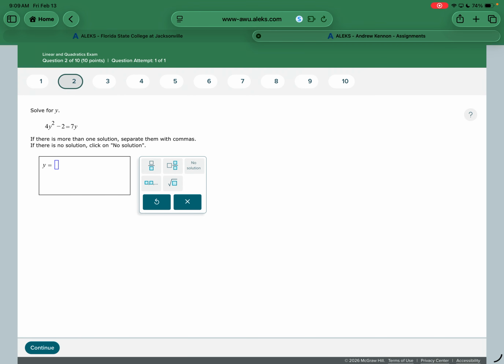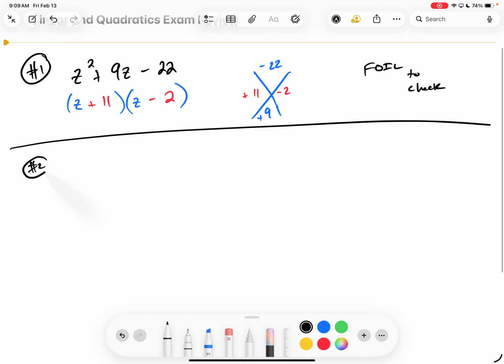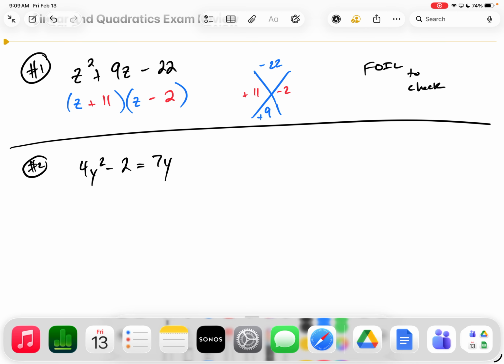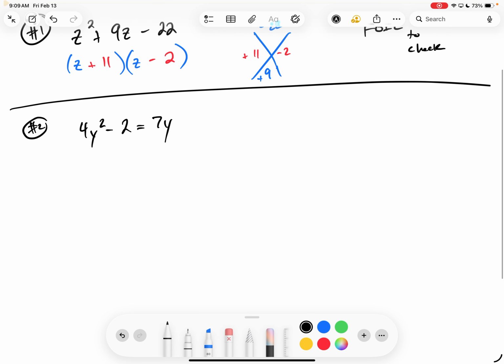All right, 4y squared minus 2 equals 7y. Double check this time. 4y squared minus 2 equals 7y. Okay. This one does have an equal sign. You have a y squared and a y, so you got to think factoring.